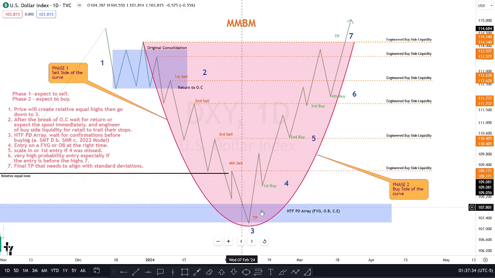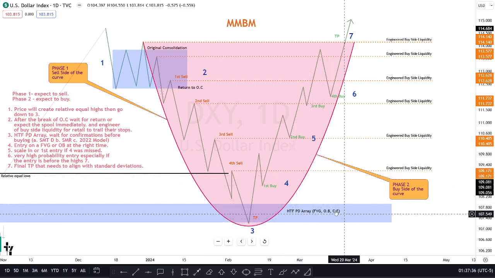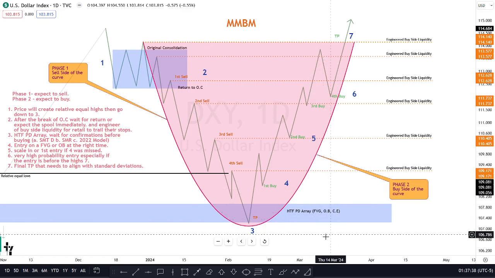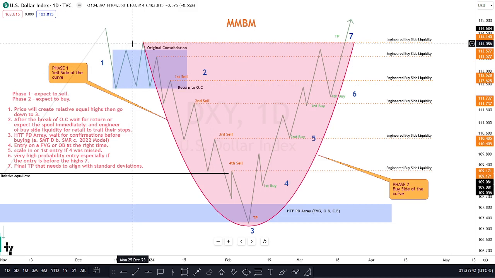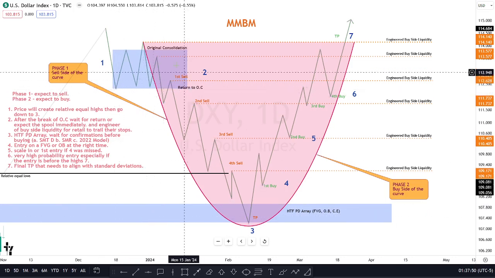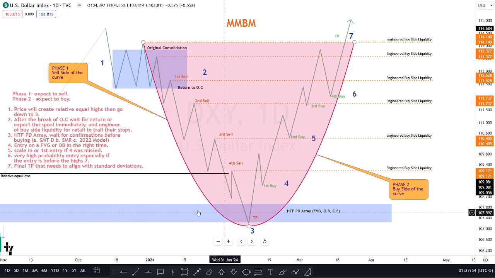Below the relative equal lows, you have a higher time frame PDRA again, in the form of a fair value gap or an order block. So this is what you do. Your first focus should be on this point right here below. As you focus on the low here, whatever is happening here, do not worry about it. Let the market come to what? To the higher time frame PDRA.